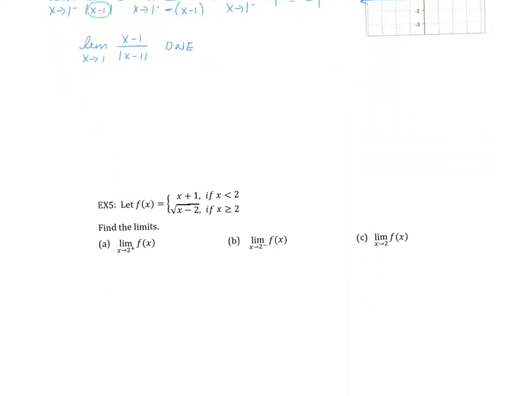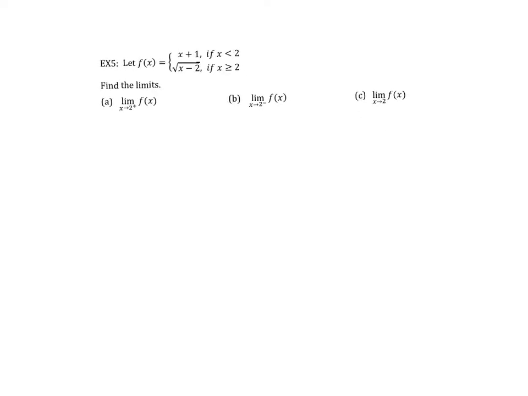Let's do another example where we actually have to come in from both sides. And that would be any piecewise function. Example 5 has a piecewise function in 2 pieces. So I can't really figure out what the limit as x goes to 2 is unless I come in from the right and the left, because at 2 is when this function breaks up into 2 pieces.